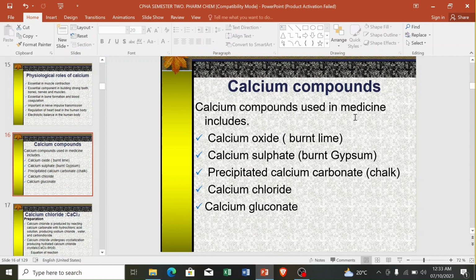Calcium compounds. Calcium compounds used in medicine include calcium oxide, that is burnt lime, calcium sulfate, that is burnt gypsum, precipitated calcium carbonate, that is chalk, that we talked about on the previous slide as a source. And then we have calcium chloride and calcium gluconate. So calcium chloride, calcium gluconate, precipitated calcium carbonate, calcium sulfate, and calcium oxide are some of the compounds of calcium that you don't have to forget.